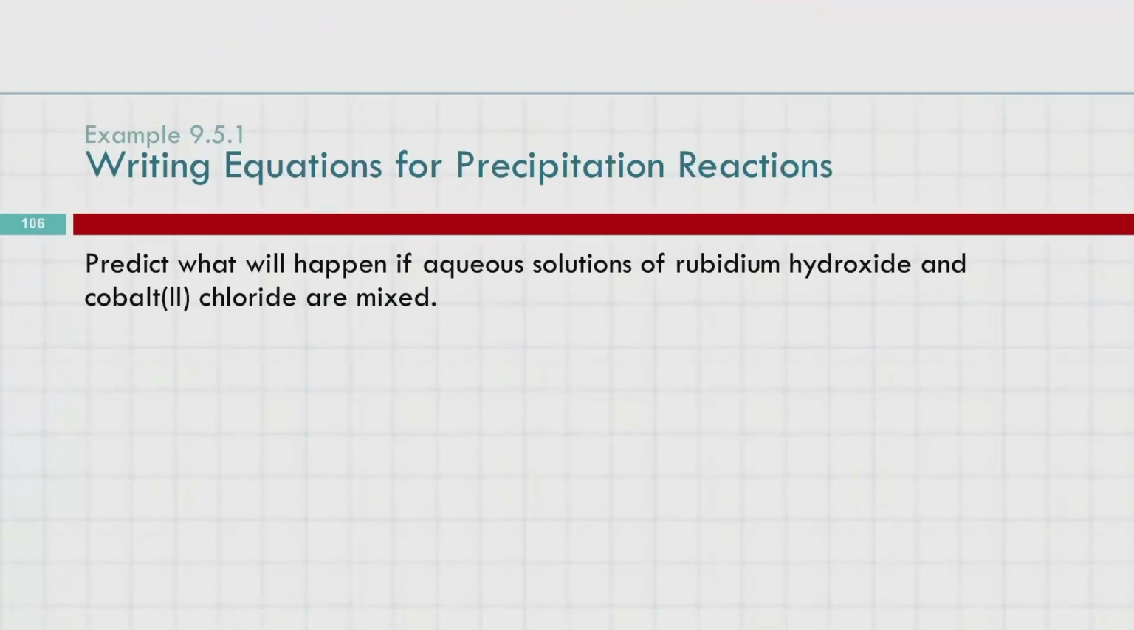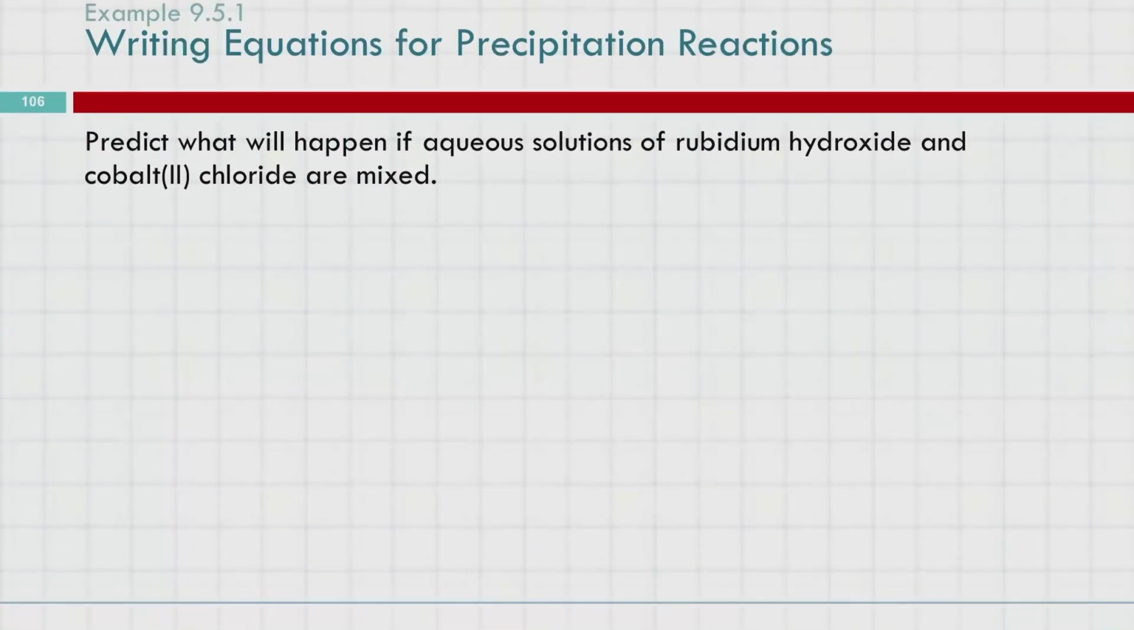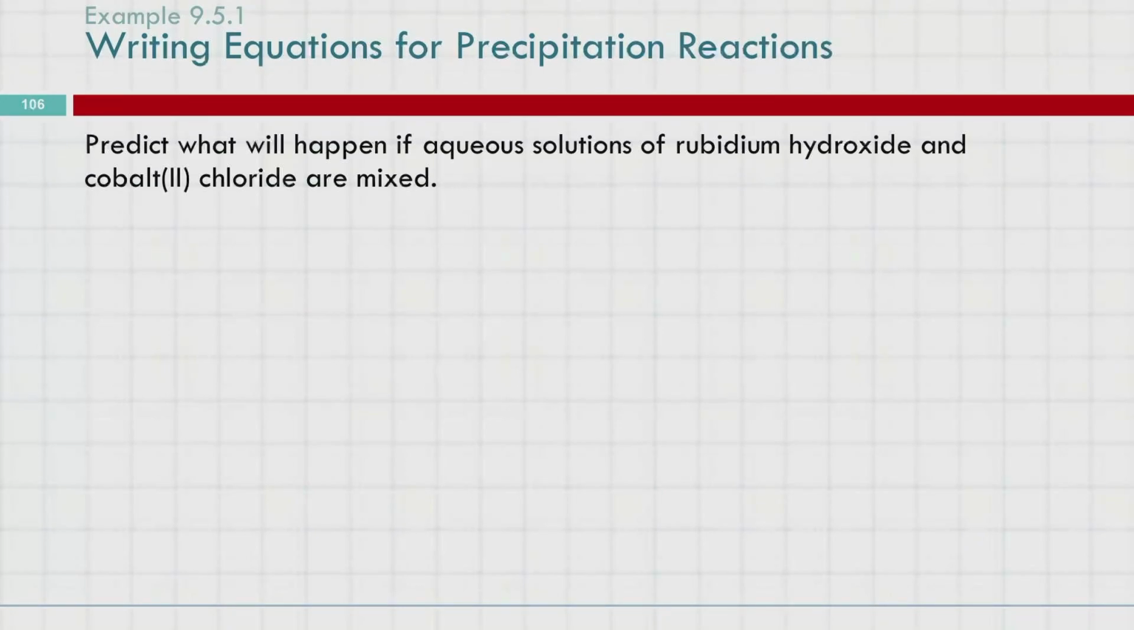So let's predict, as an example, what will happen if aqueous solutions of rubidium hydroxide and cobalt(II) chloride are mixed. Rubidium hydroxide is RbOH. Cobalt(II) chloride is CoCl2. We are told that they are aqueous solutions, and so we can put (aq) after them. So our first step is that we want to write out our reactants. So RbOH plus CoCl2, and these might react.